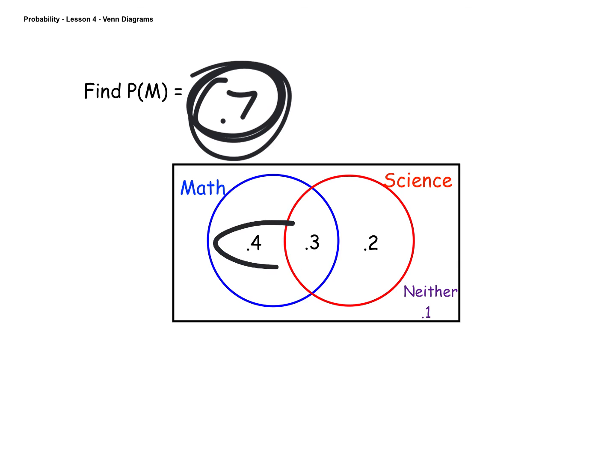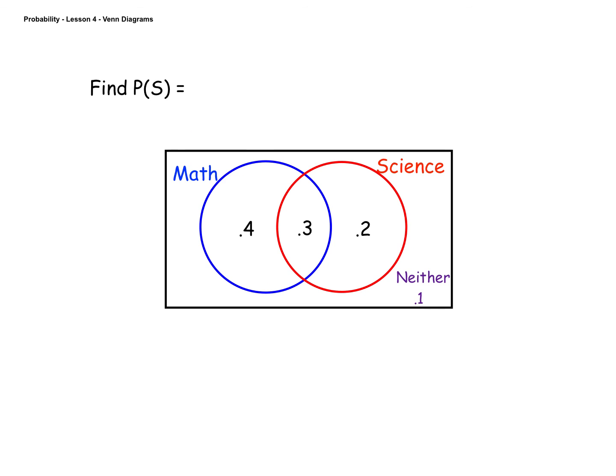Okay. Now what if they said probability only math? Would that have changed your answer? If they only took math, then only this one would have been used. If they say only, then you don't include the middle. They didn't say only. Let's go to this one, everybody.